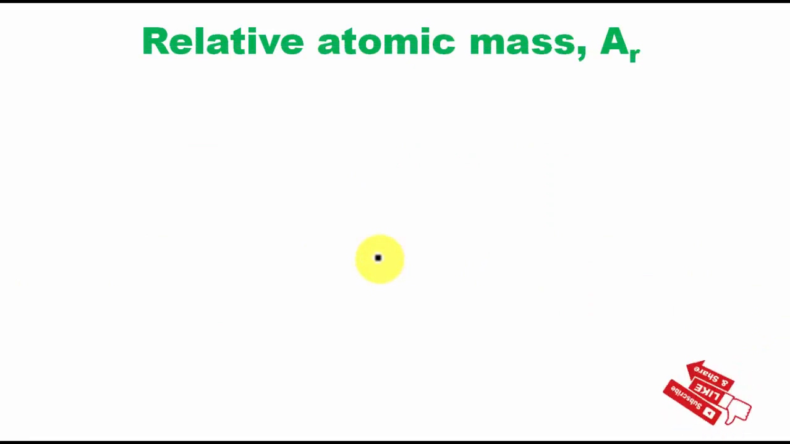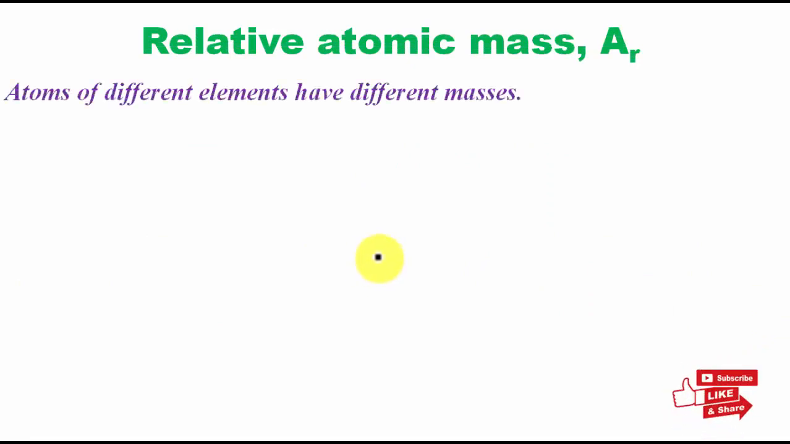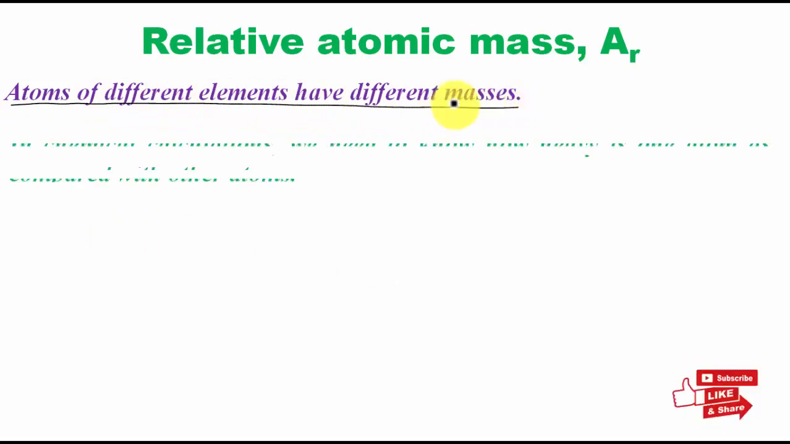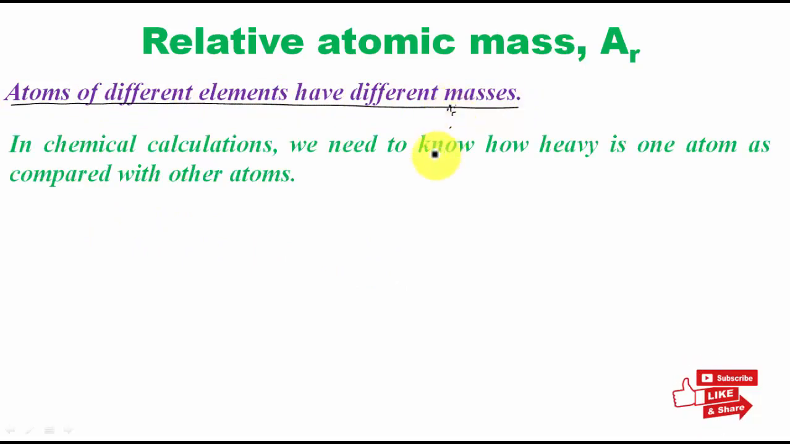Why do we need relative atomic mass? Let's see. Atoms of different elements have different masses. And when we do chemical calculations, we need to know how heavy one atom is as compared with other atoms.